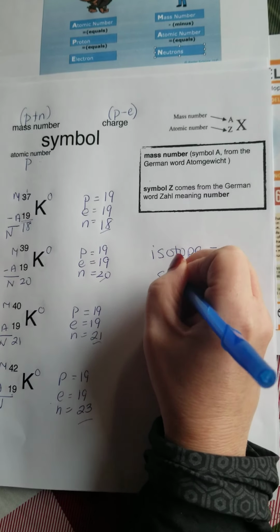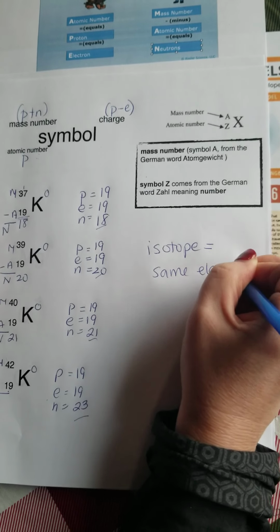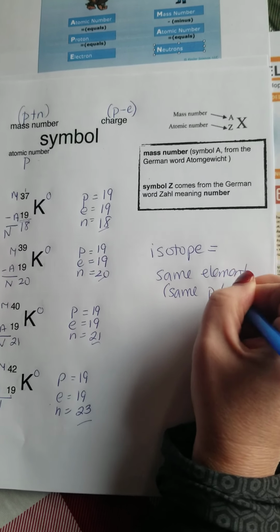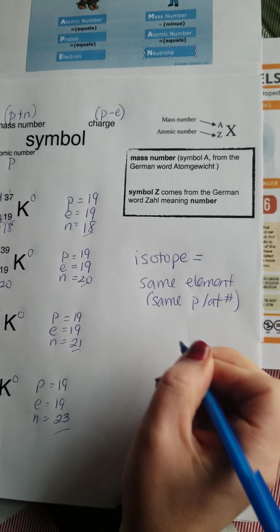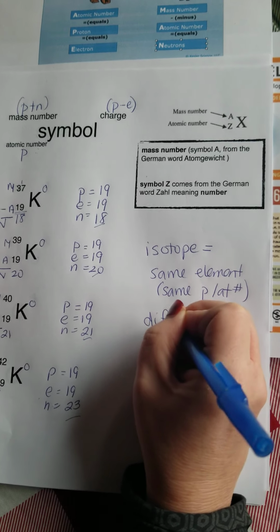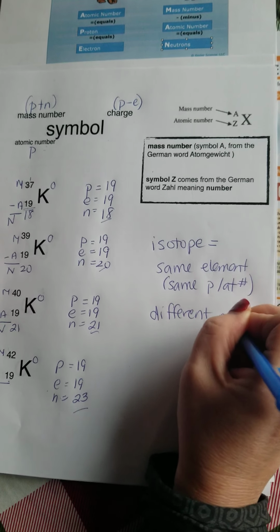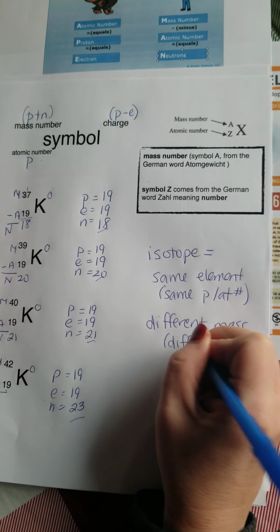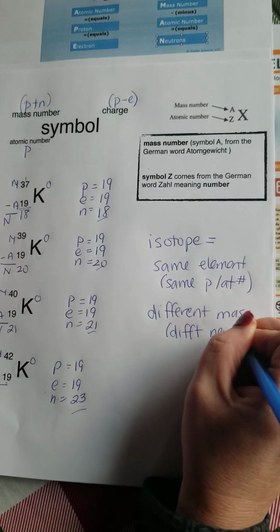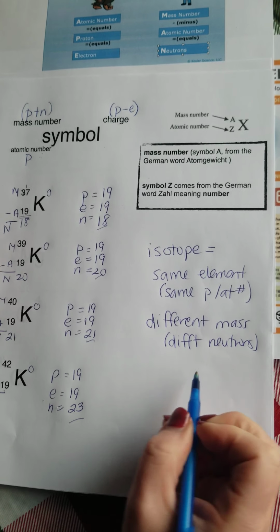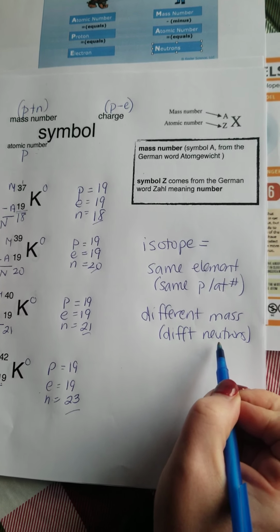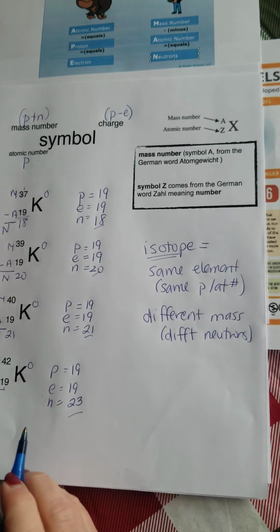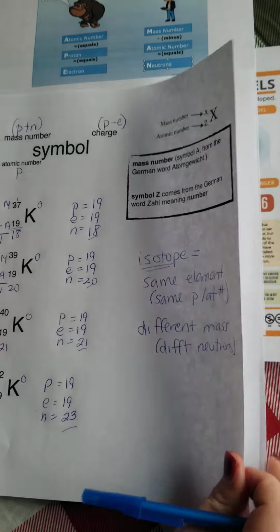Isotopes are the same element. It has to be the same element, and therefore it has the same protons or atomic number. And what's different about them, in fact, the main thing that's different about them is the mass. And why is the mass different? Because the neutrons are different. Okay, protons stay the same, the neutrons change. That changes the mass. Isotopes. Good vocabulary word. Let's take another look.